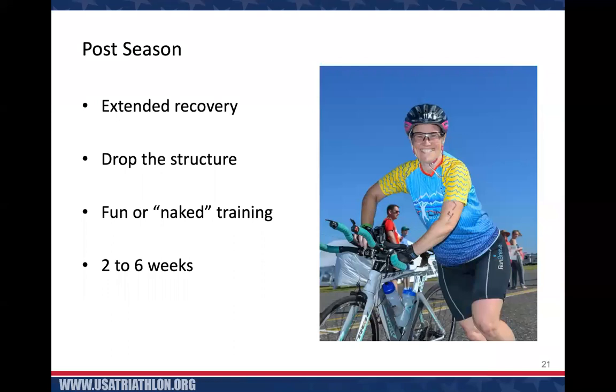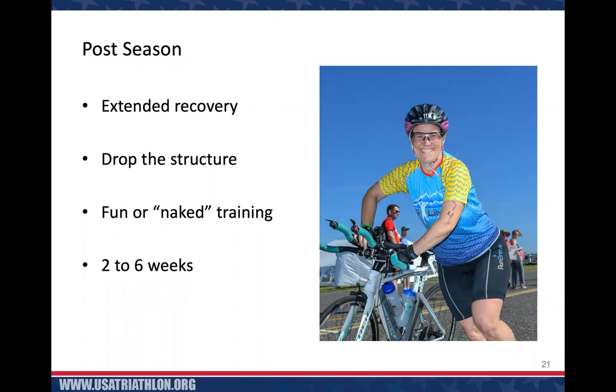You rocked your A race. You made it. Your big dreams are now a reality. It is time to rest. It is time to recover. So while during the training year, you had recovery days, rest days, postseason is a time for deep, extended recovery. It is time to drop the structure and have some fun again.